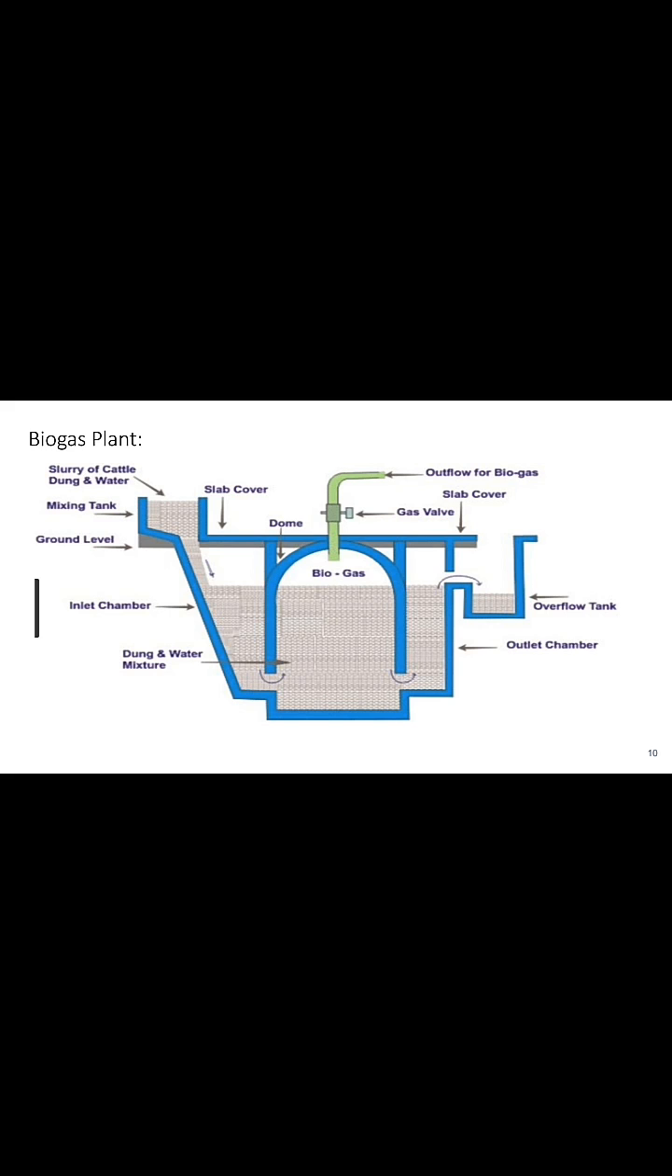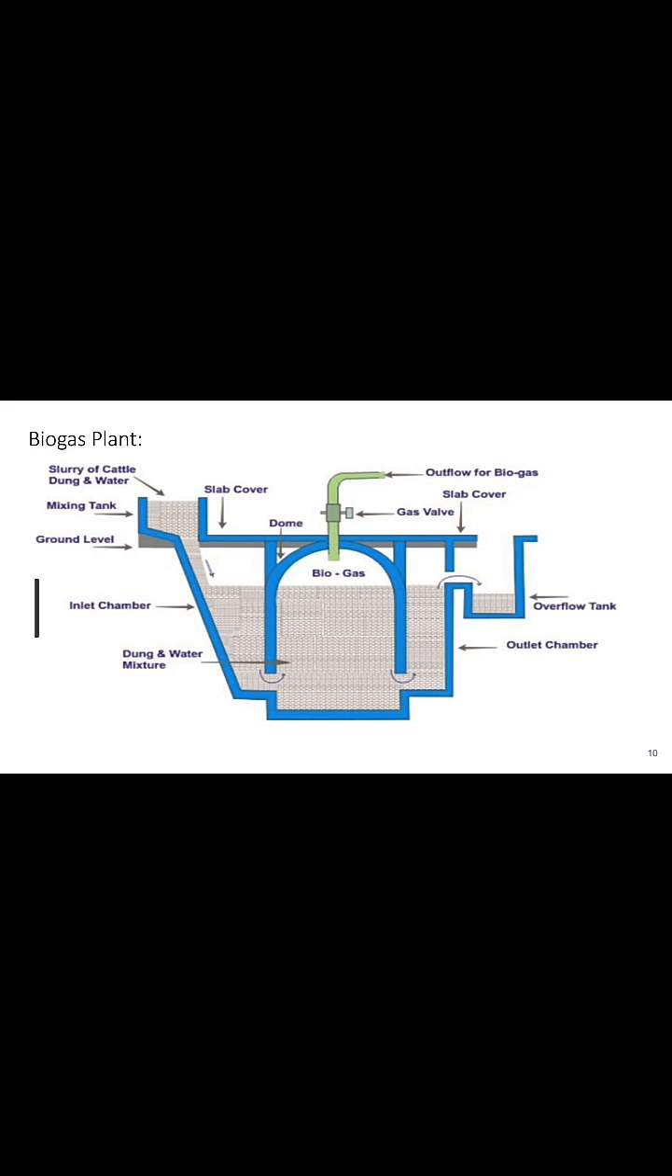On the left side of the digester, there is a sloping inlet chamber, and on the right side, there is a rectangular outlet chamber, both made of bricks and cement. Fresh cattle dung plus water slurry is introduced from the inlet chamber, while spent dung slurry gets collected in the outlet chamber. The inlet chamber is connected to the mixing tank, while the outlet chamber is connected to the overflow tank.